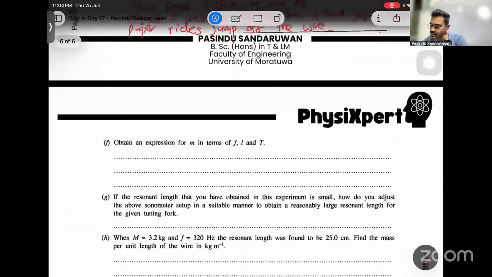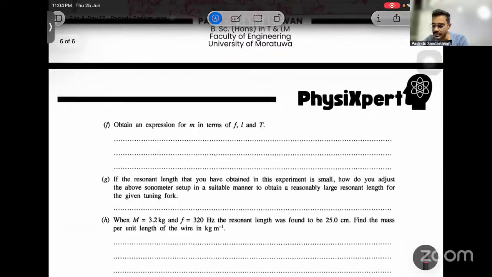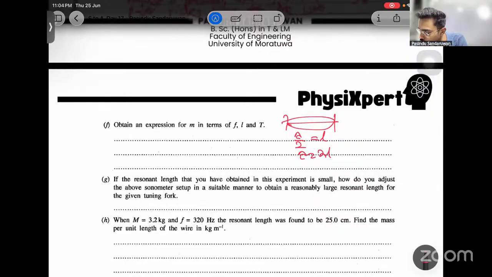Next, obtain an expression for M in terms of F, L, and T. Now we have got the fundamental frequency, so this is our fundamental wave pattern on the wire. One loop is lambda by 2, so lambda by 2 equals L. In this case, lambda equals 2L.